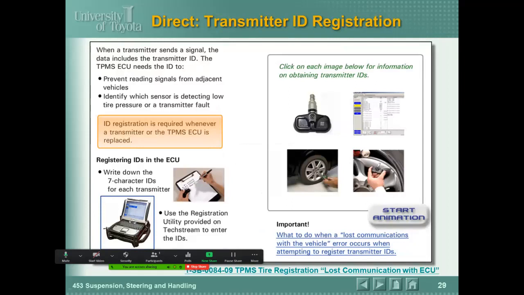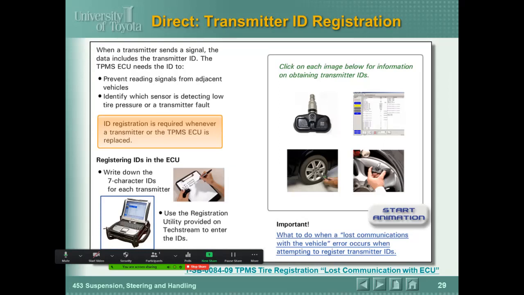So here's some additional information. When you're doing the factory way, we will use the special tool to get the sensor ID information. You write that information down, and then using a wizard in the scan tool, we have to manually type those sensor IDs into the wizard, and it will relearn or program where those sensors are located on the tire or on the car.